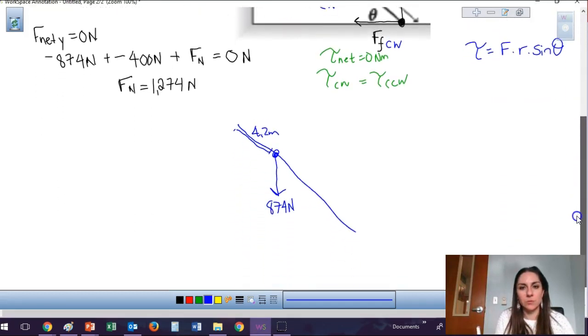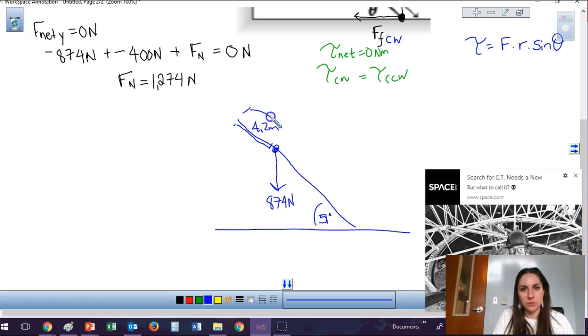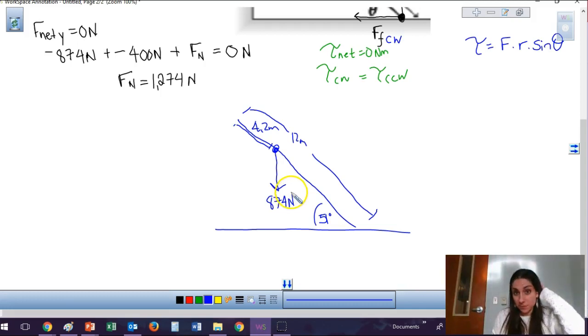Okay, so what I do know about this system is the following. I do know that this is 51 degrees here. I do know that this total is 12 meters here, like this. So essentially, there's a couple ways I can do this.